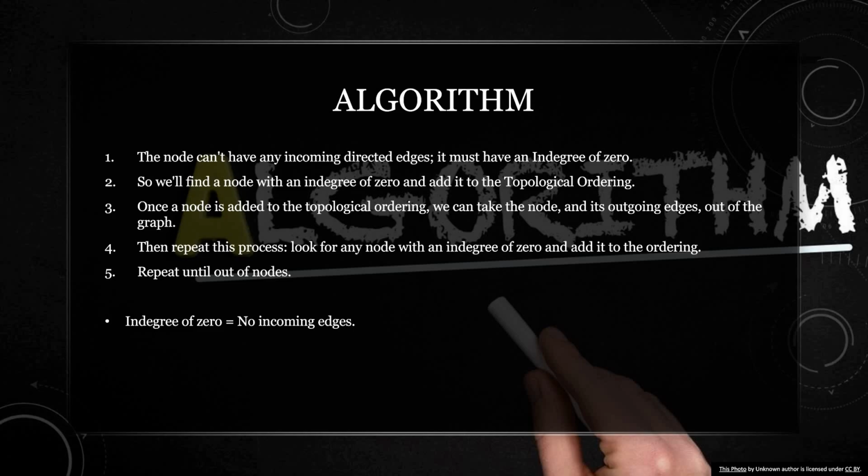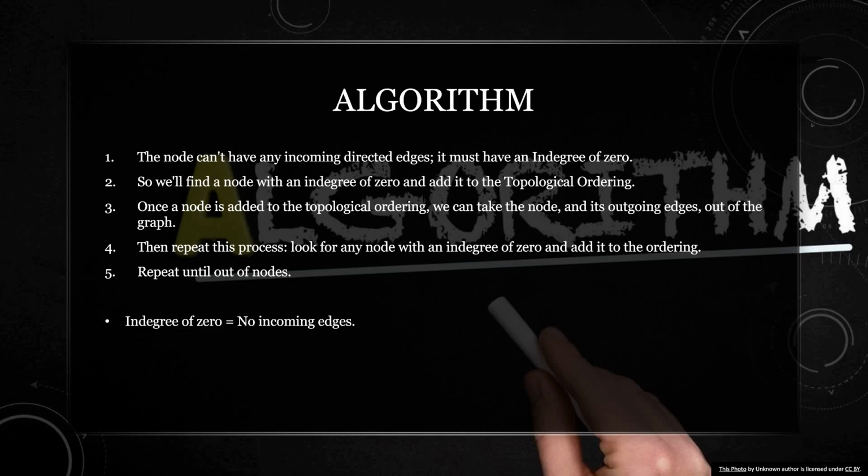Number 2, we'll find a node with an in-degree of 0 and add it to the topological ordering. Simulan natin sa paghahanap ng node sa graph na walang incoming directed edges. Sa madaling salita, naghahanap tayo ng node na hindi dumidepende sa kahit anong node.